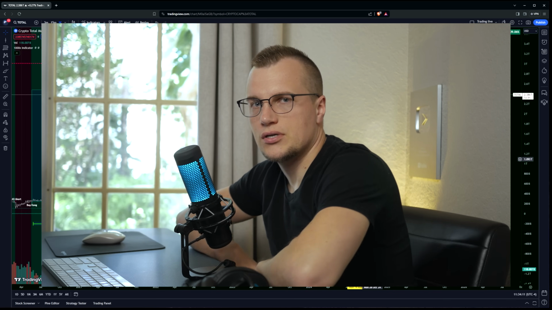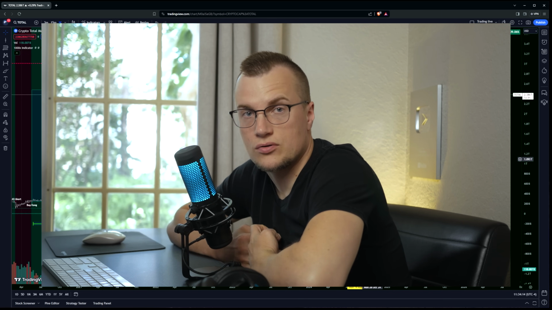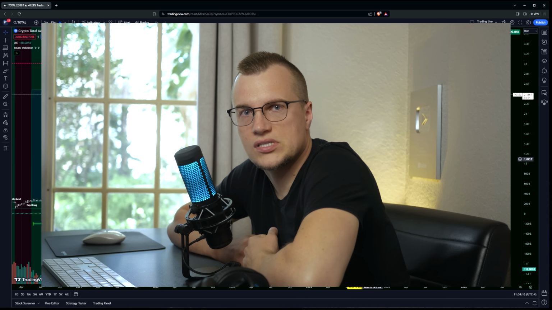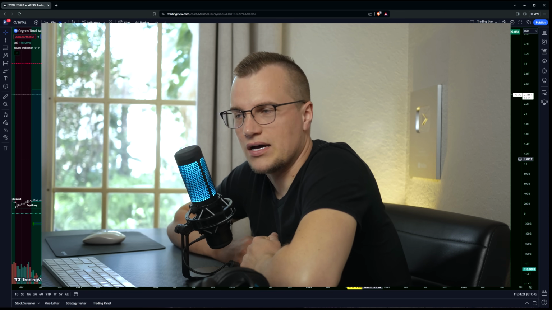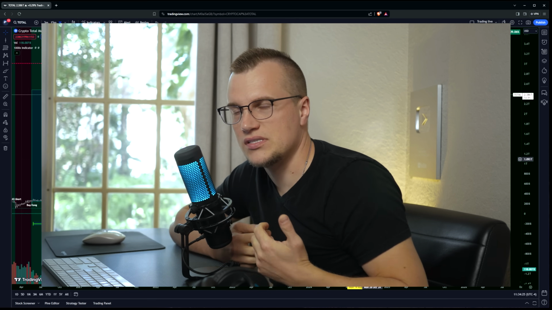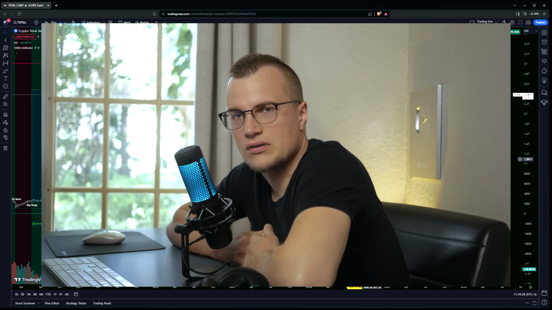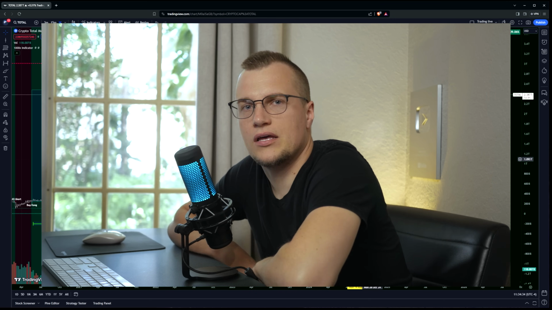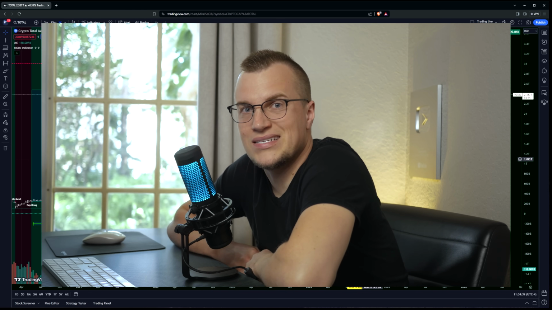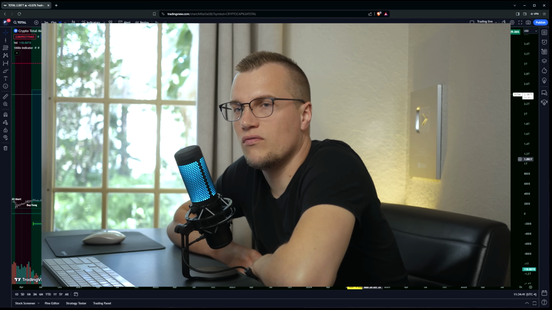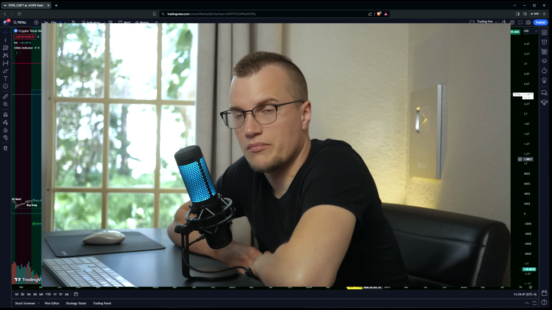Why is it important to understand the overall market situation? Well, when the overall market goes up, the majority of assets go up. When the overall market goes down, the prices of the majority of cryptocurrencies go down. It doesn't matter what kind of trader you are. You can be a position trader, you can be a day trader. If you understand the overall market situation, you are better prepared.